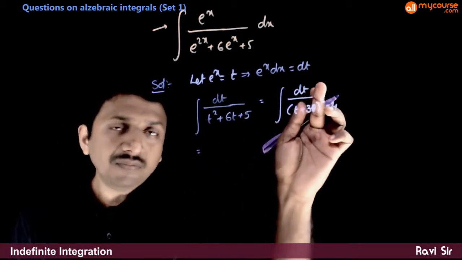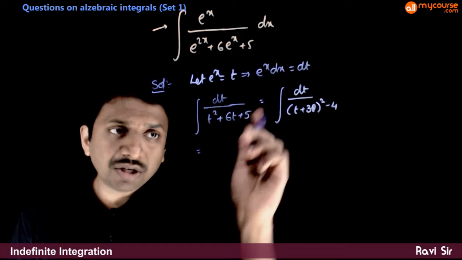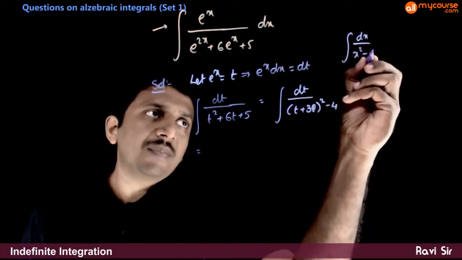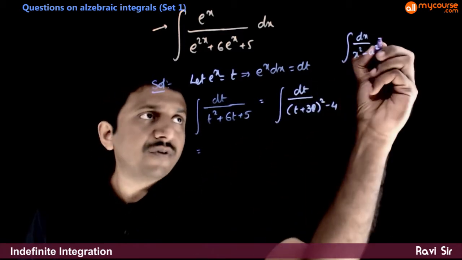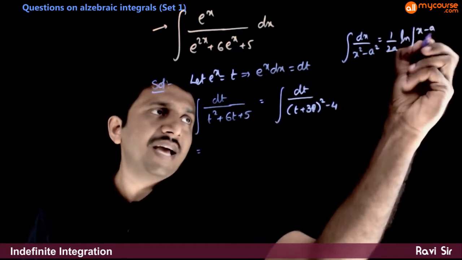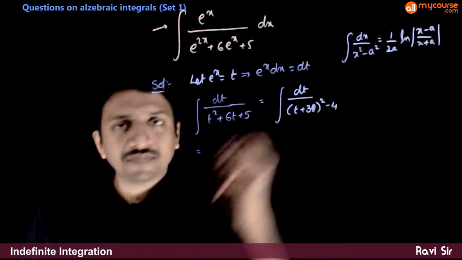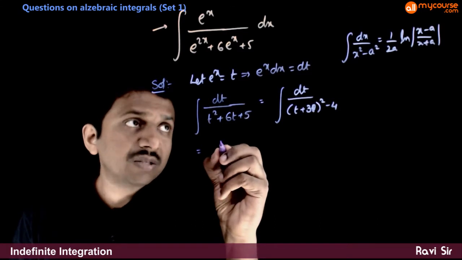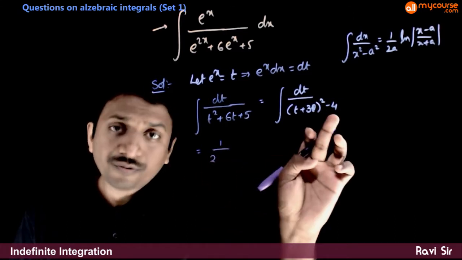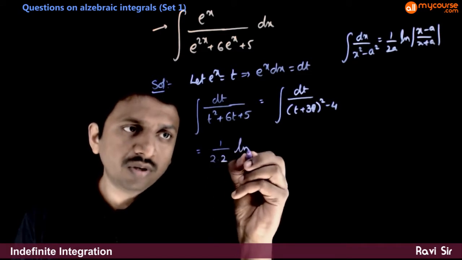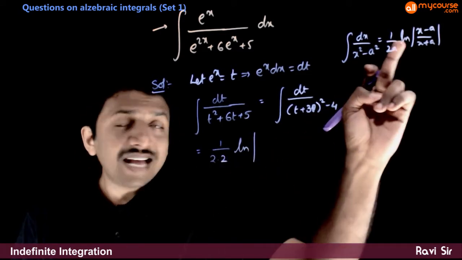So that is equal to, this looks like integration of dx by x square minus a square. The formula for this is 1 by 2a log of mod x minus a by x plus a. So let us use the formula here. The formula is 1 by 2a, and 4 can be written as 2 square, so a is 2.